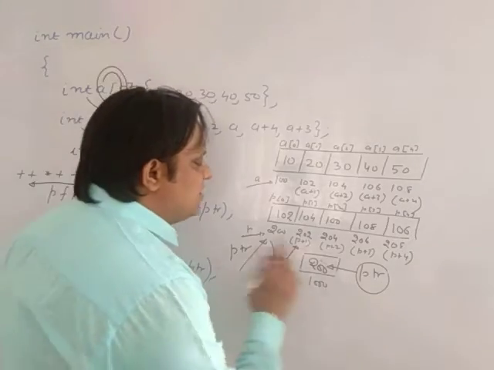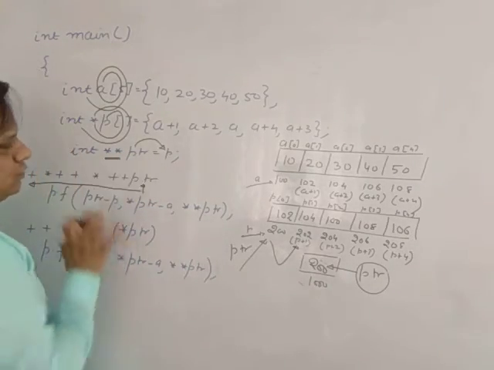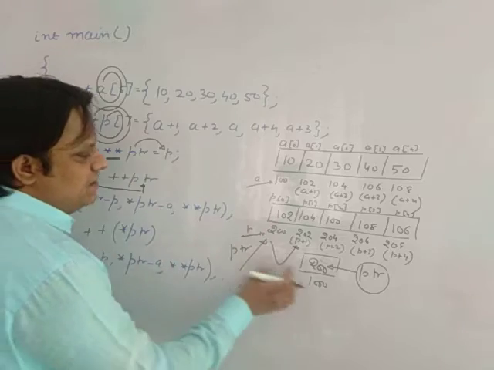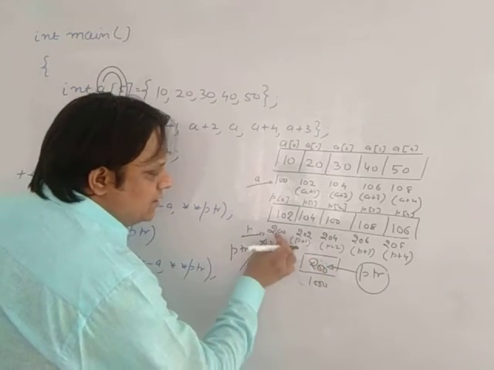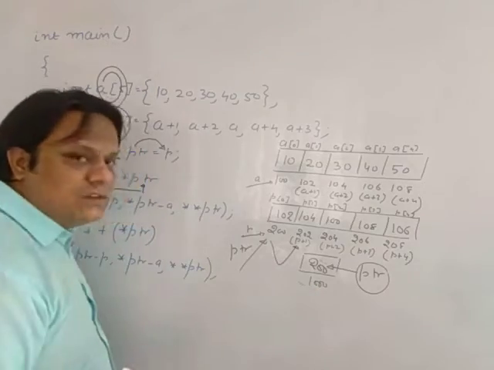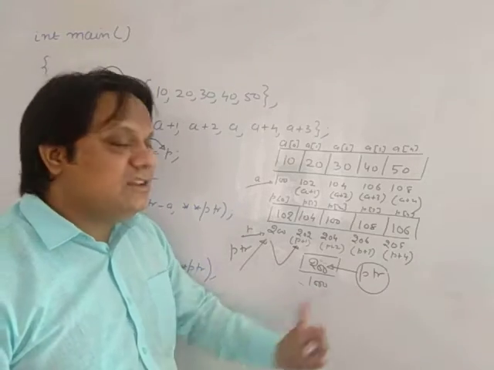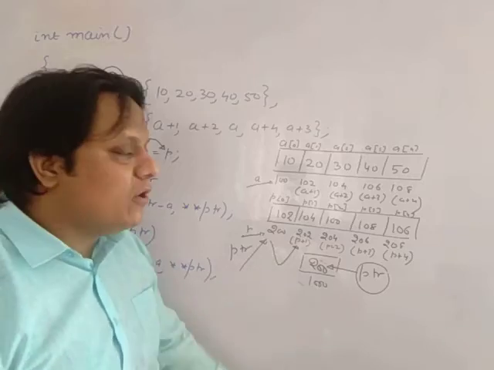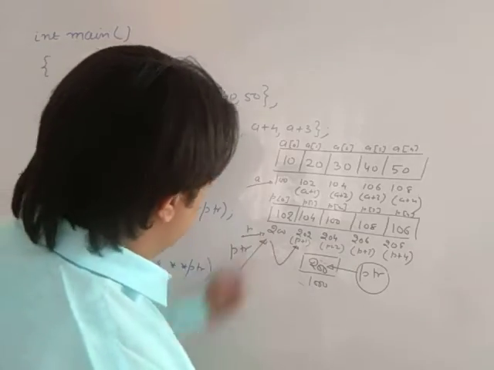But since your ptr is not an array, ptr is a normal pointer to a pointer variable, therefore the value of ptr is p, and the value of p is 200, therefore ptr is pointing at 200. Don't tell me that ptr is 1000. No, ptr is not 1000 because ptr is not an array. Ptr is a normal pointer to a pointer variable, therefore the value of ptr is 200.